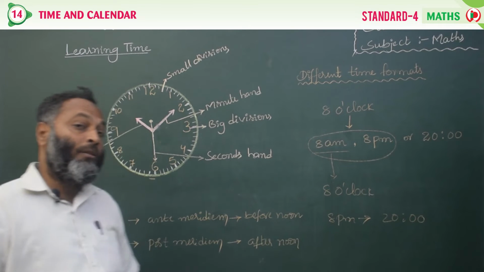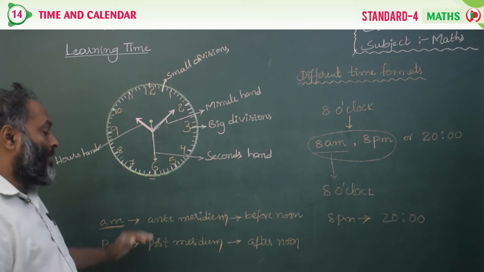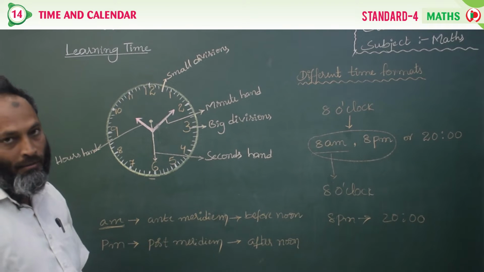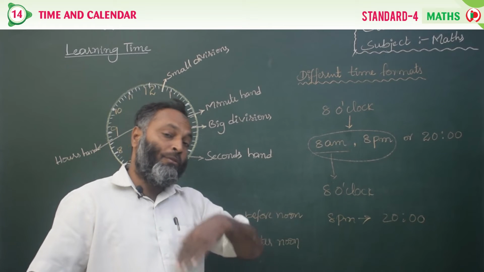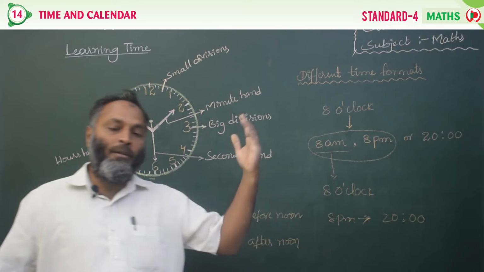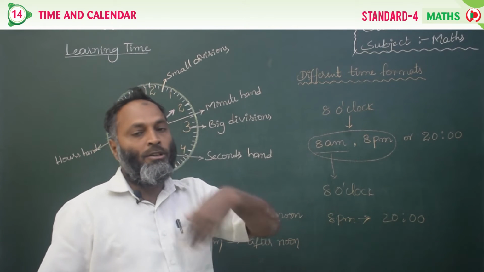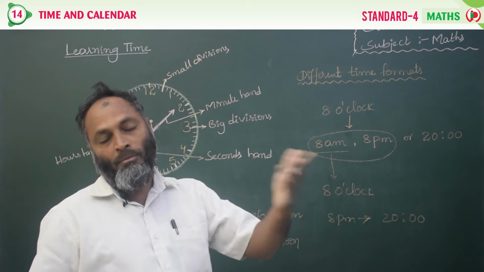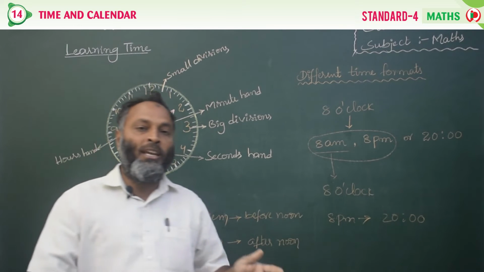Now, what does AM mean? AM means anti-meridian. That means before noon. Whatever time is before noon, that is AM. So from midnight 12 to noon 12, whatever the time period is, that is AM.